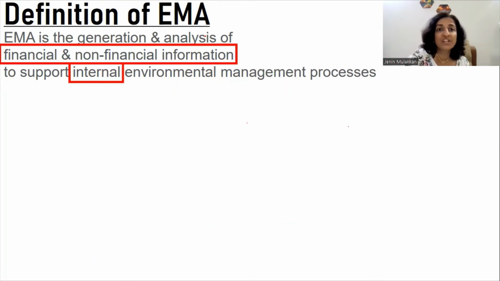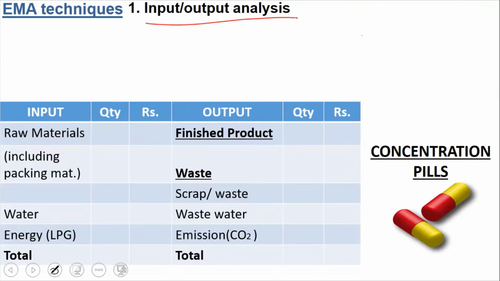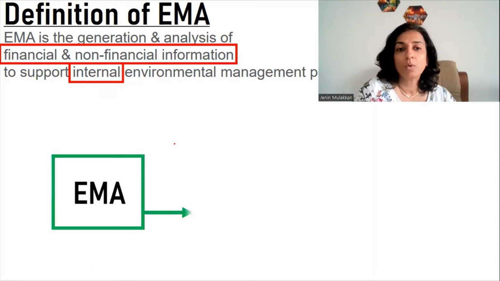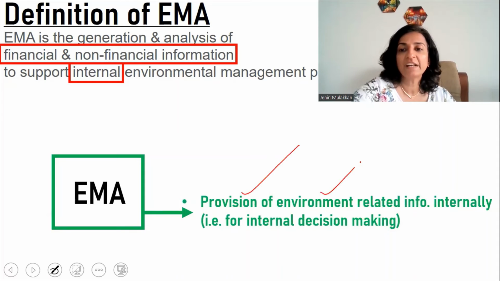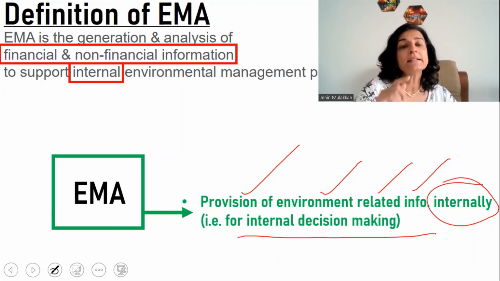So EMA is the generation and analysis of financial and non-financial information. Now, if you recollect the input-output analysis, there was a quantity and a rupees column. The quantity is the non-financial information and rupees is the financial information. To support internal environmental management processes, focus on the word internal. EMA is the provision of environment-related information internally. That is for internal decision making.